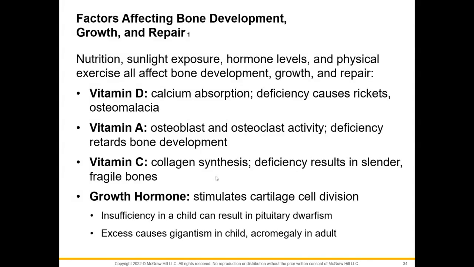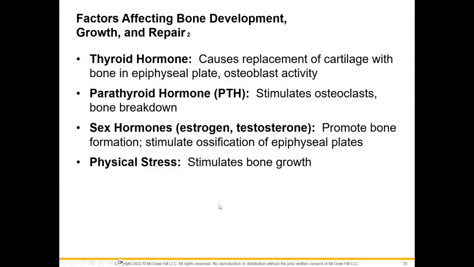Growth hormone stimulates cartilage cell division. Any insufficiency in the growth hormone in a child can result in pituitary dwarfism, and excesses can do the opposite, causing gigantism or acromegaly in adults. Thyroid hormone causes a replacement of cartilage with bone in the epiphyseal plates and the osteoblast activity. The parathyroid hormone stimulates osteoclast and bone breakdown. Sex hormones like estrogen and testosterone promote bone formation and stimulate ossification of the epiphyseal plates.